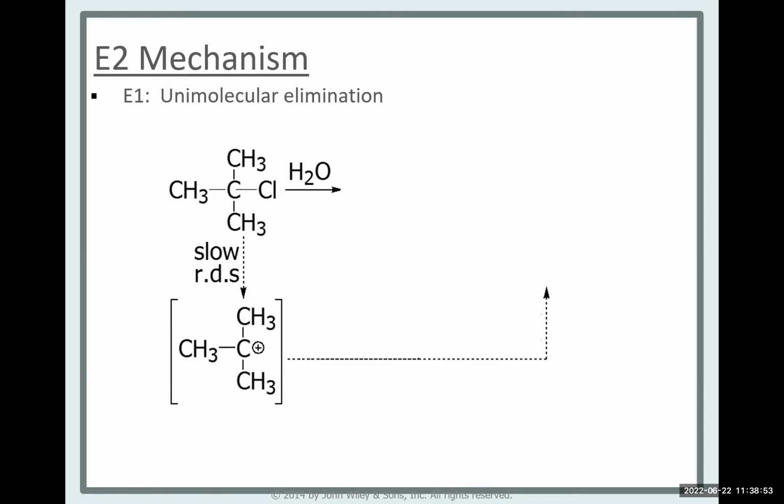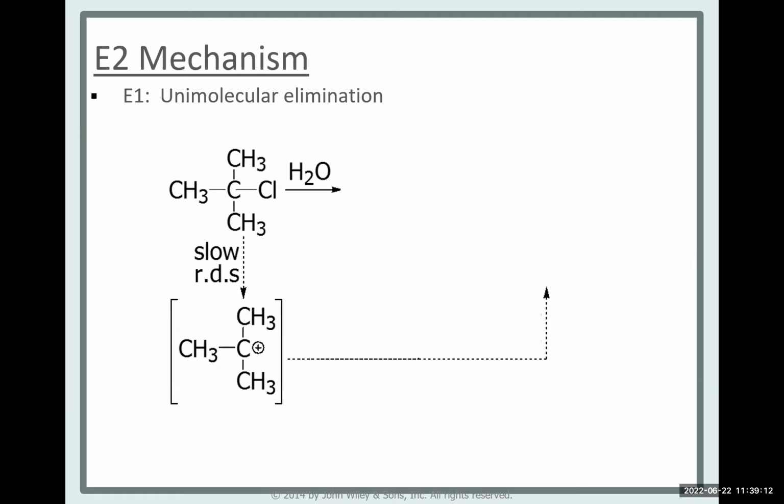Okay, so this is an E1 mechanism. E1 is a unimolecular reaction. So what does that mean? How many things are involved in the rate determining step? One thing. The first step of an E1 reaction is the same as the first step of an SN1 reaction.